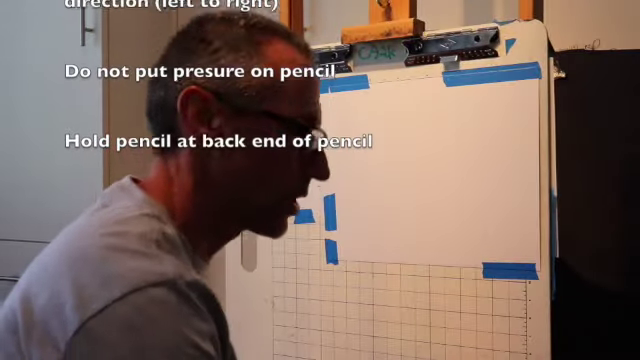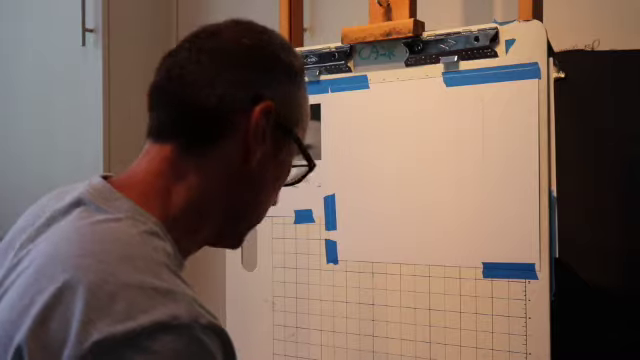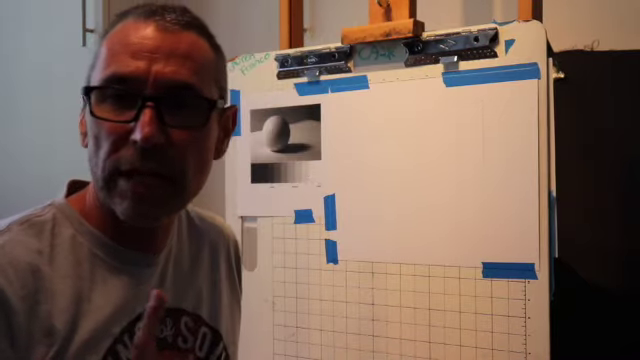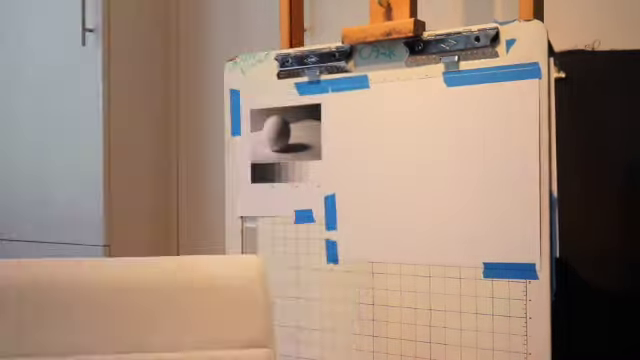Okay, so here we go. HB pencil. Pencil is sharpened. I have all my tools. I do need my mahl stick. Give me 1 second.